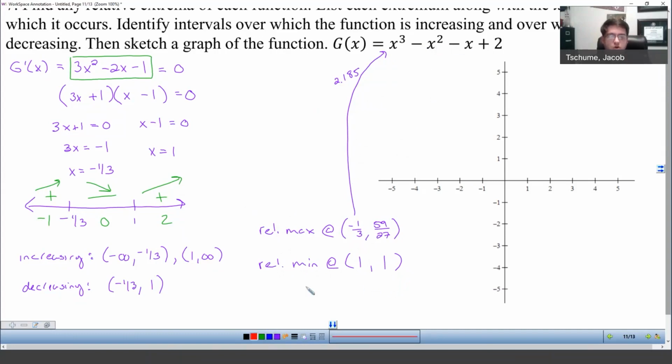Plot those 2 points on your graph. So if I go to negative 1/3 and then up to about 2.18, that's about there for your maximum. And your minimum is going to be at the point (1, 1). And then according to my intervals of increasing and decreasing, we're going to increase, then decrease, and then increase. So it should look something like this. We increase to the maximum, decrease down to the minimum, and then increase the rest of the way. And this is a rough sketch of x cubed minus x squared minus x plus 2.